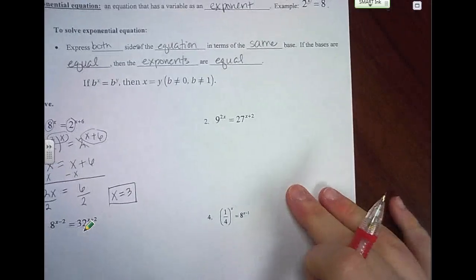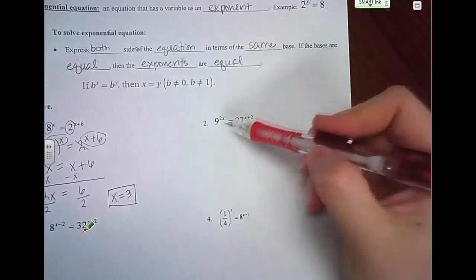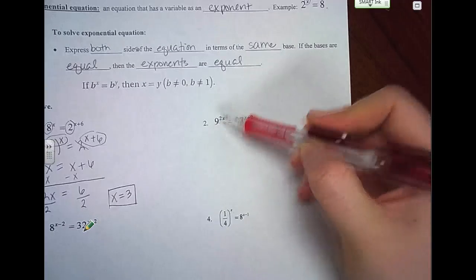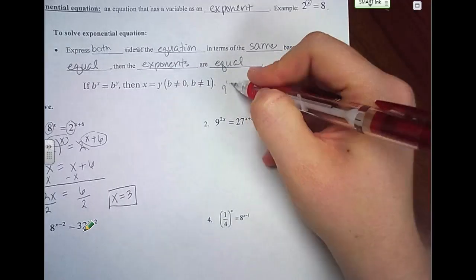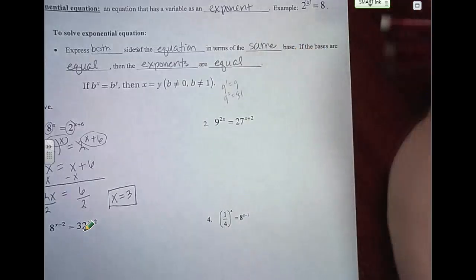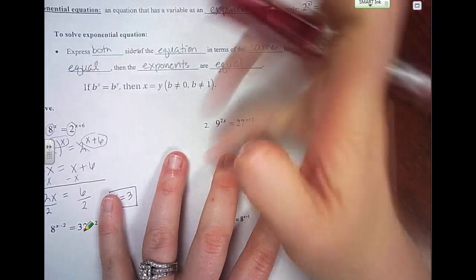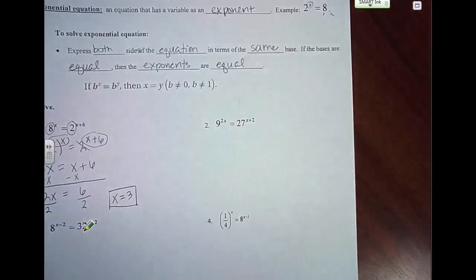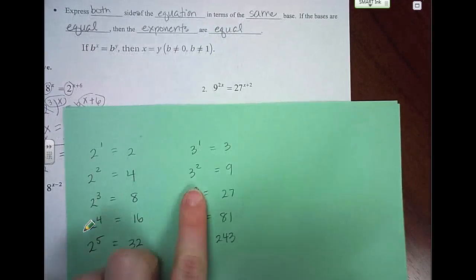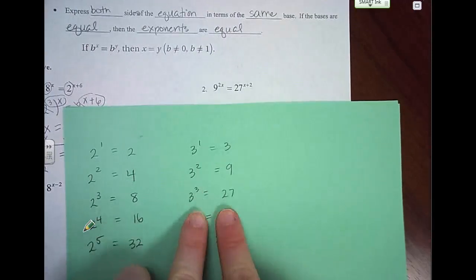So I have a base of 9 and a base of 27. I say, okay, well, let's see, can 9 to any power equal 27? 9 to the first is 9. 9 to the second is 81. So I can't make anything a 27. So instead, on this one, we're going to actually change both sides of the equation. A lot of you already know that 3 squared is 9. So here I have 3 squared is 9. But 3 to the third is 27.